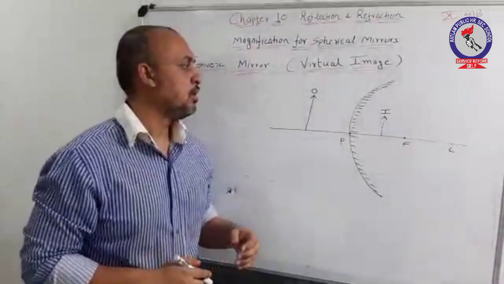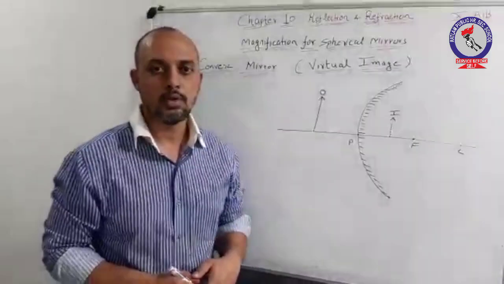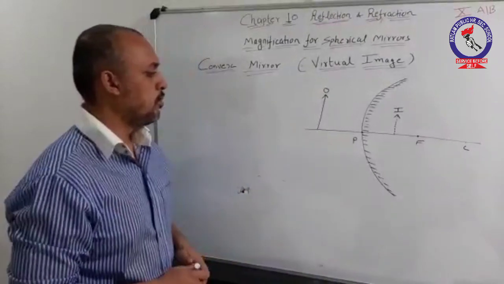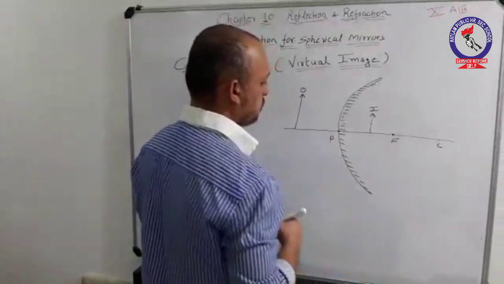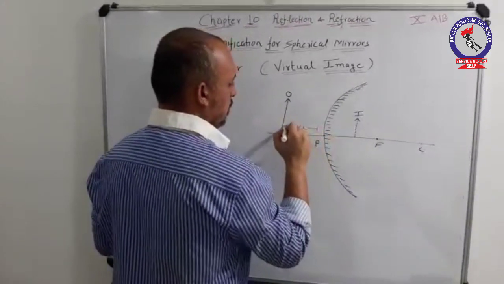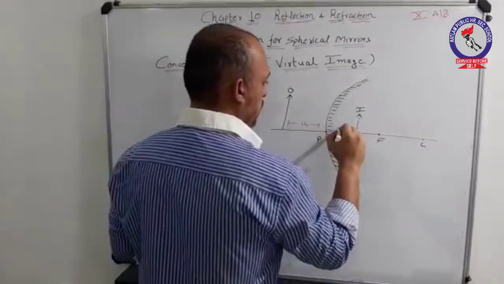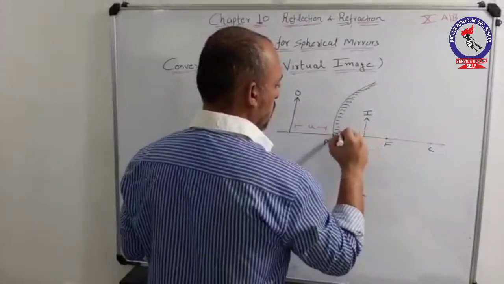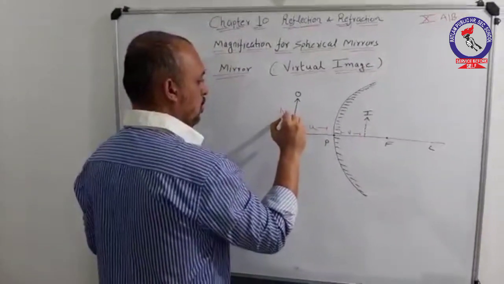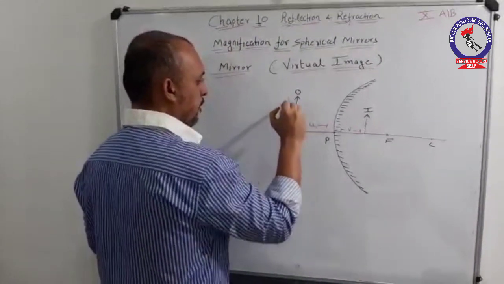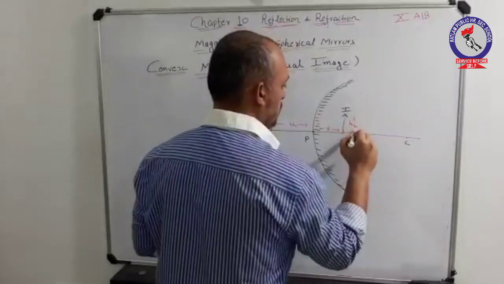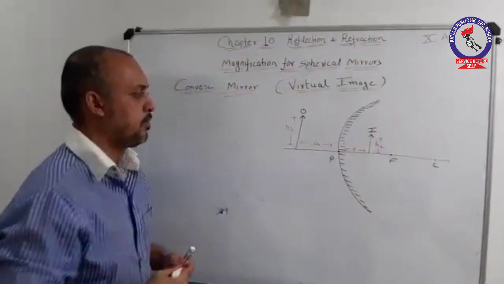Remember this point, that a convex mirror never forms a real image. It only and only forms a virtual image. Marking various positions: u represents the distance of the object, v represents the image distance, h1 represents the height of the object, and h2 represents the height of the image.